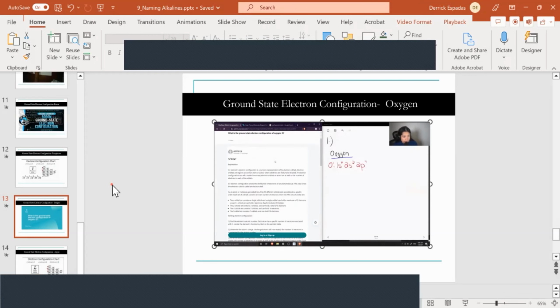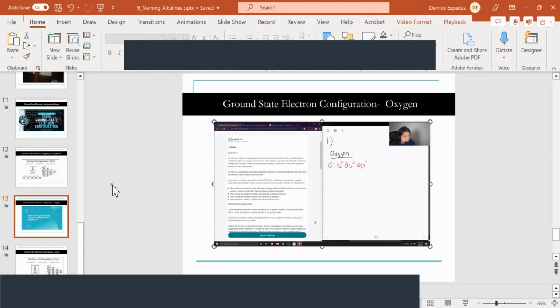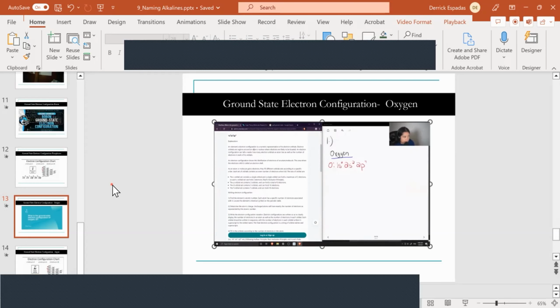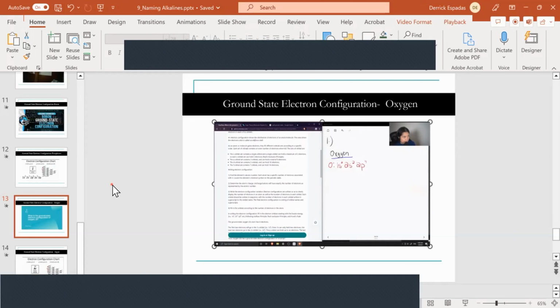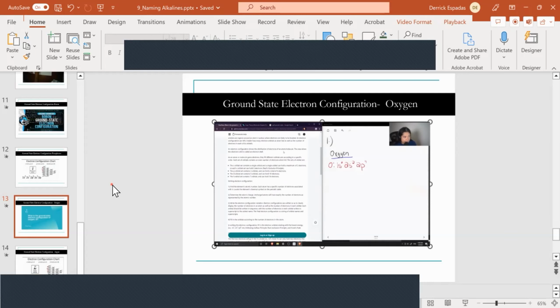Now let's see what the junior tutor said. 1s2, 2s2, 2p4. Explanation: an element's electron configuration is a numeric representation of its electron orbitals. Electron orbitals are regions around an atom's nucleus where electrons are likely to be located. An electron configuration can tell a reader how many electron orbitals an atom has, as well as the number of electrons in each of its orbitals. So it shows the distribution of electrons of an atom in a molecule.